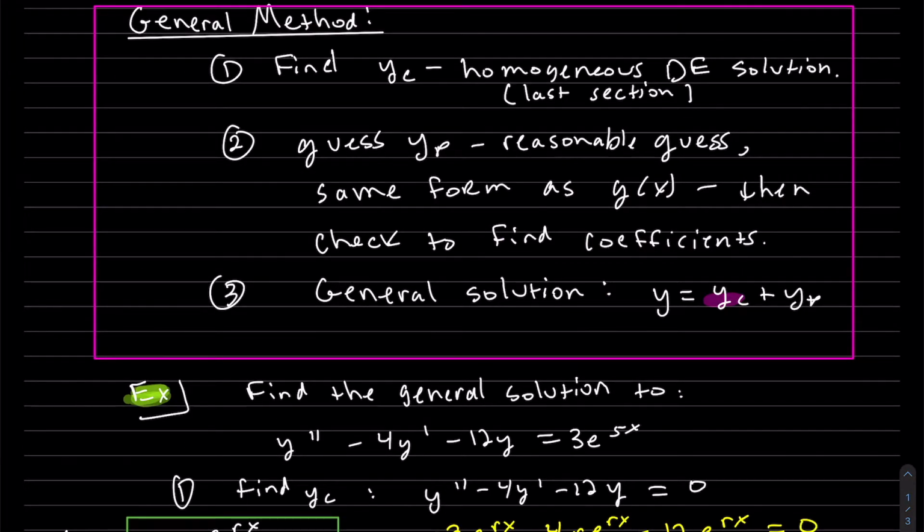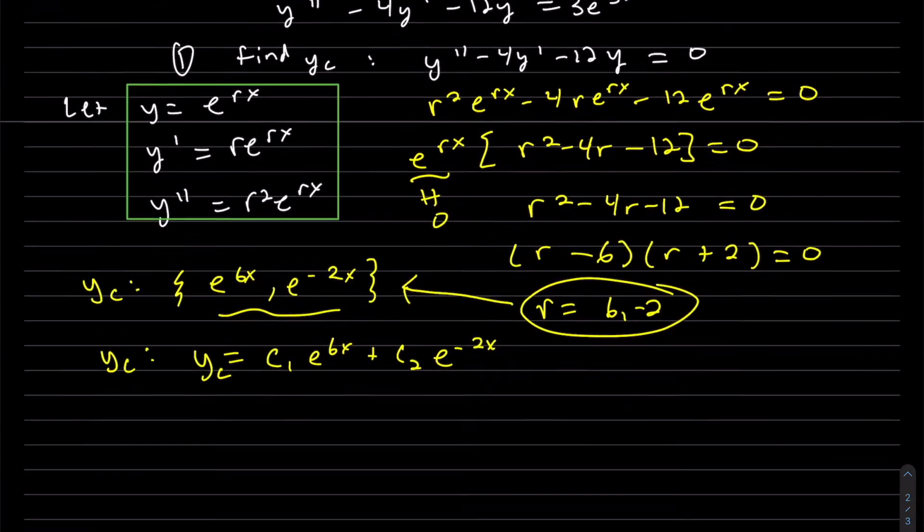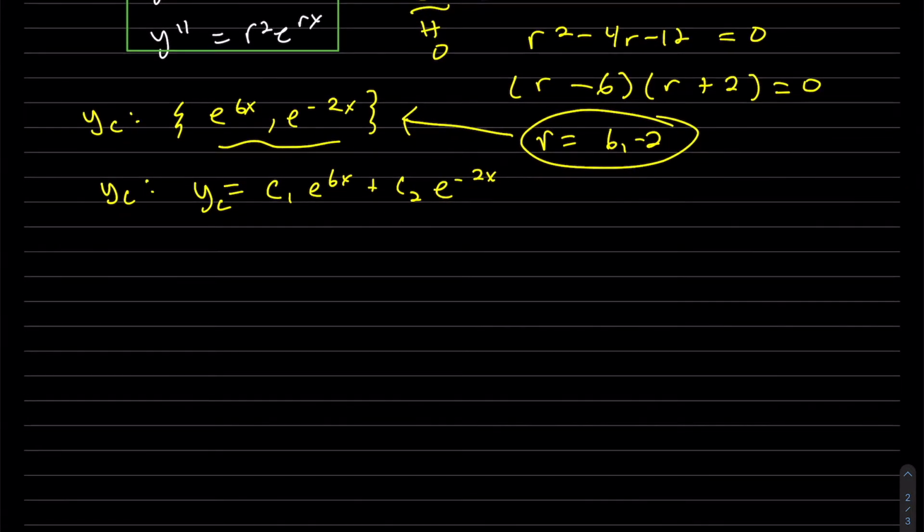So we found our yc, and now we're going to guess our yp. A reasonable guess, it's got to be in the same form of g of x. And then we're going to check to find the coefficients. We're going to equate the coefficients is what it's called. So for yp, we're going to guess the same form.